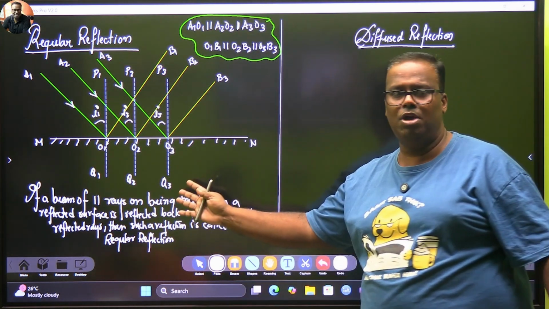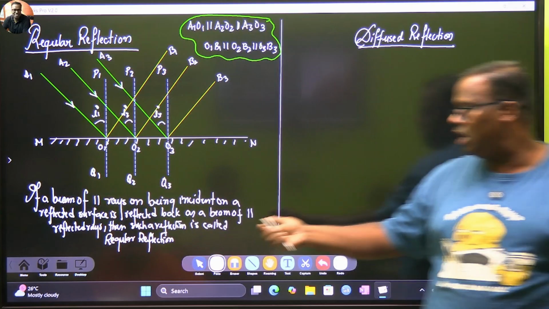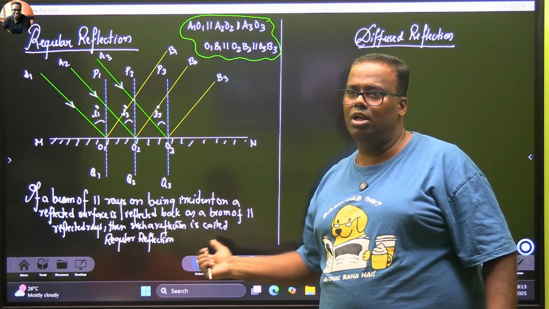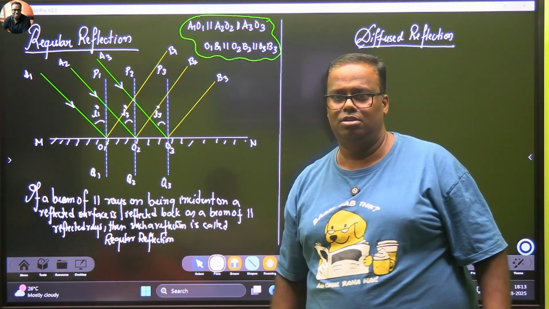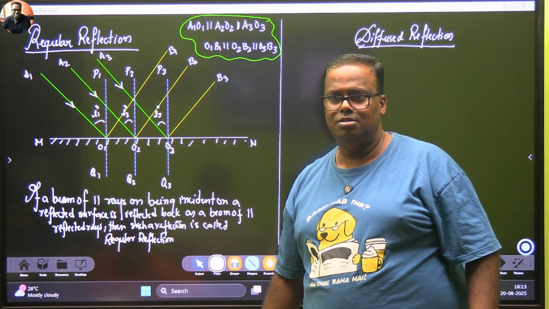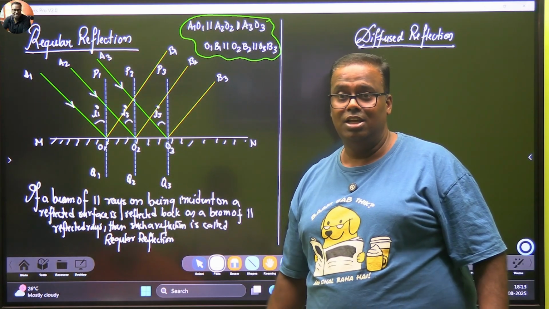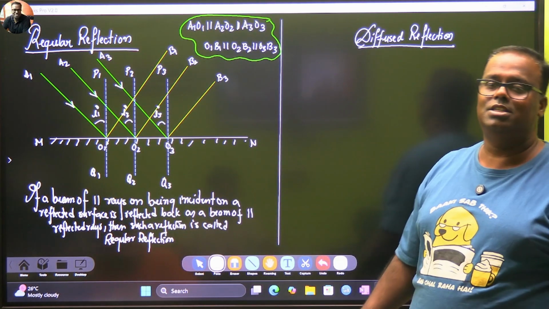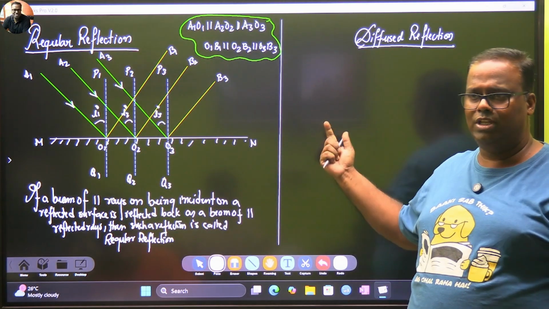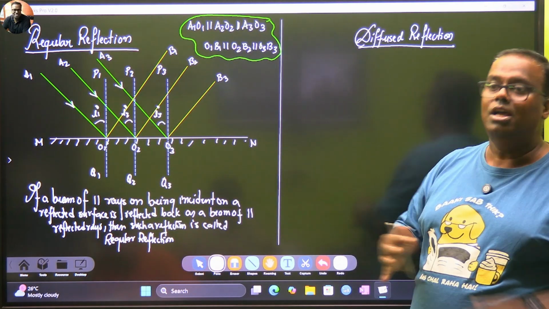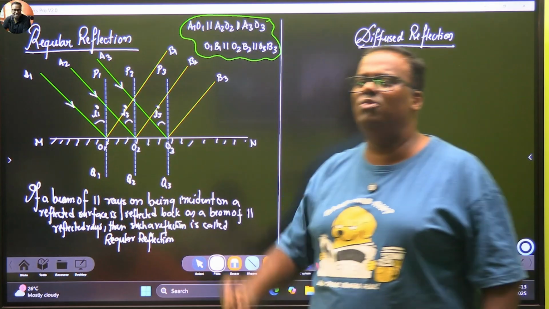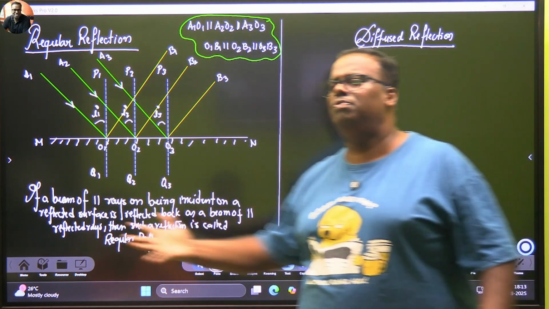You need not copy my words. If you copy my words, I will write here Rama defeated Ravana in regular reflection, and you will write that also. But then you're writing garbage. You are supposed to understand science. So what are the 3 things needed? A reflective surface, then a beam of parallel incident rays, and the condition: it should be reflected back parallelly.